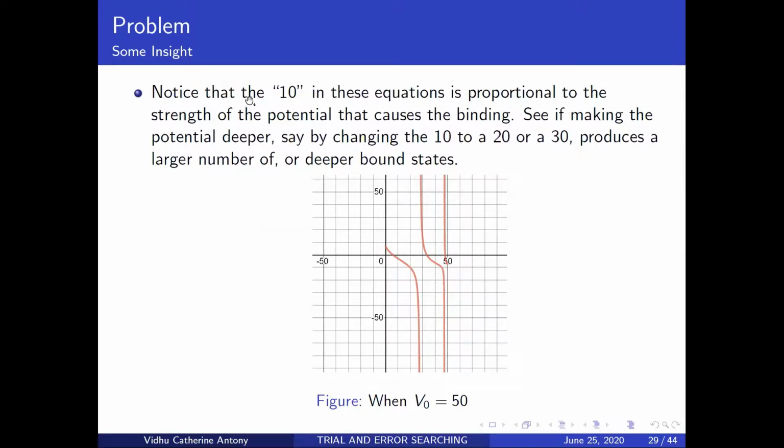We notice that the 10 in this equation is proportional to the strength of the potential. So if we make it a deeper potential, we get a larger number of bound states, and we also get the bound states as deeper.